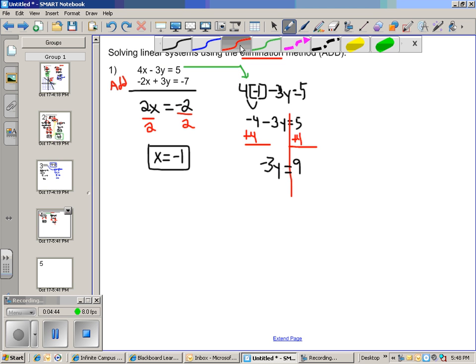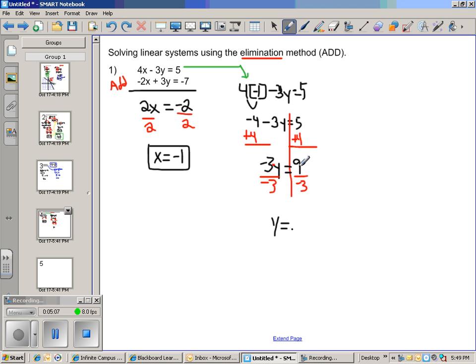And we're looking at a one-step algebra problem. This is negative 3 times y. So to get rid of the negative 3, we are going to divide everything by negative 3. And the negative 3 is reduced down to 1y, or just y. And then 9 divided by negative 3 is a negative 3. And we have a solution for both variables.